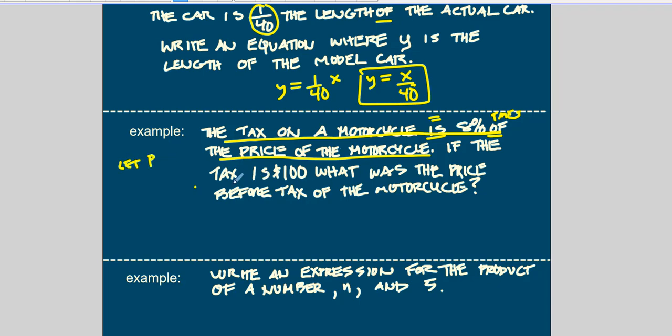The tax is $100, okay? So we know the tax is $100. So 8% of the price has to be 100. That's the key to this problem. Let P equal the original price before tax.